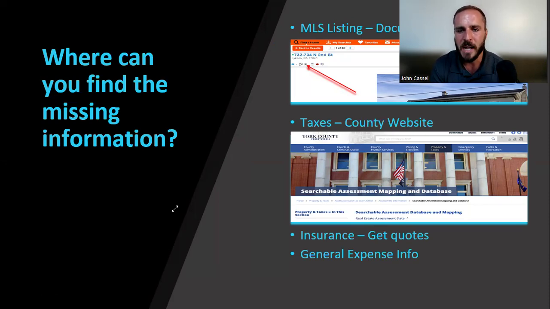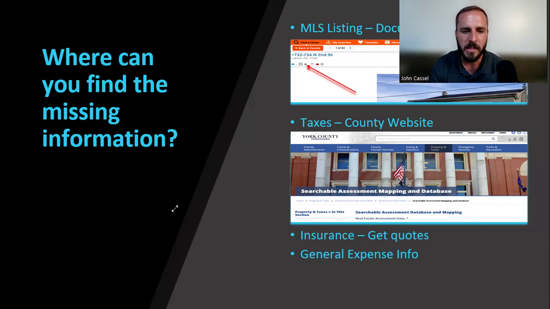And then where can you find missing information? For taxes, you can generally find that on the county website. Insurance, I would get quotes for that. Even if they tell you what insurance they're using, I'd still quote it out because you can save a whole lot of money there, and that can change your numbers. And then just general expense info.